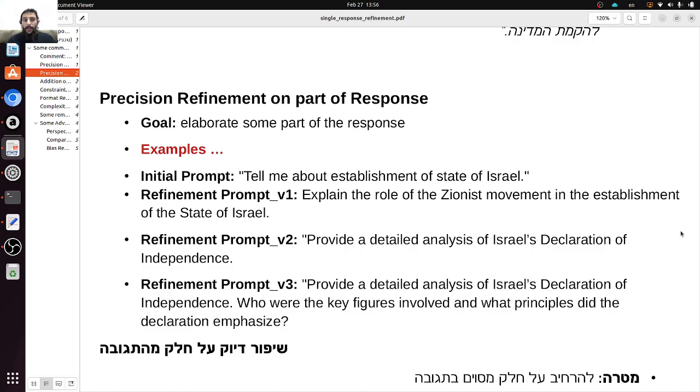Let's take a look at the example on the screen. Here, the initial prompt is, tell me about the establishment of the State of Israel. And I have listed 3 versions of refinement prompt here. For example, in the first version, I want the LLM to elaborate on the role of the Zionist movement in the establishment of the State of Israel.